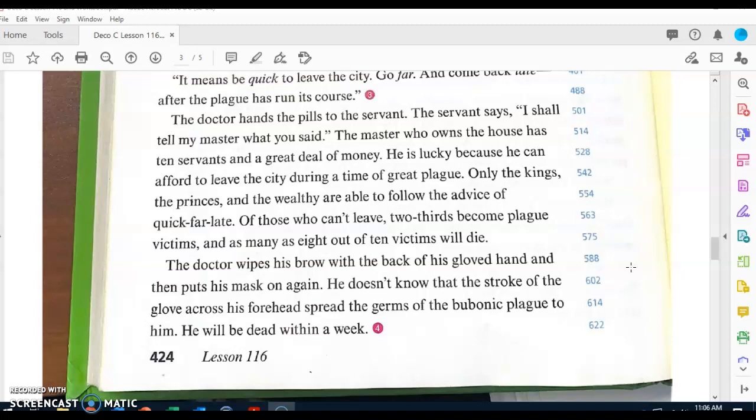The servant says, "I shall tell my master what you said." The master who owns the house has 10 servants and a great deal of money. He is lucky because he can afford to leave the city during a time of great plague. Only the kings, the princes, and the wealthy are able to follow the advice of quick, far, late. Of those who can leave, 2/3 become plague victims, and as many as 8 out of 10 victims will die.